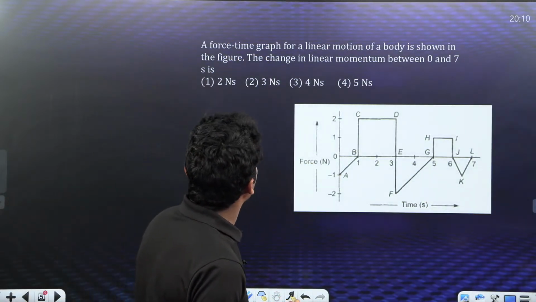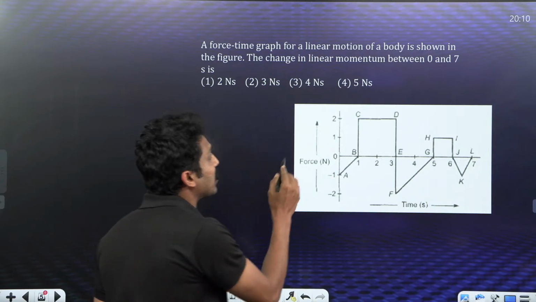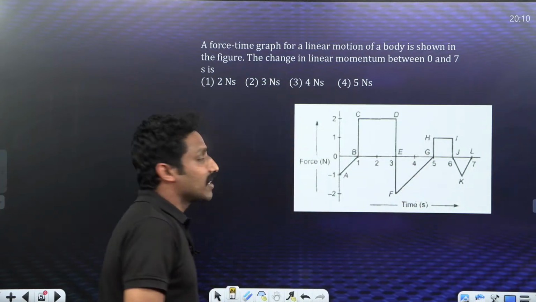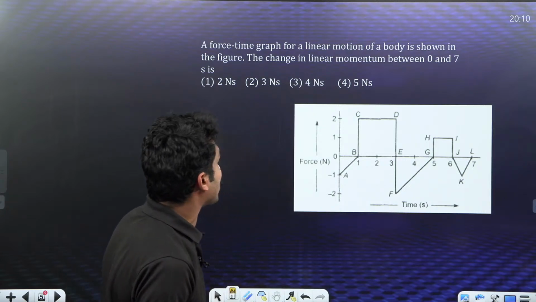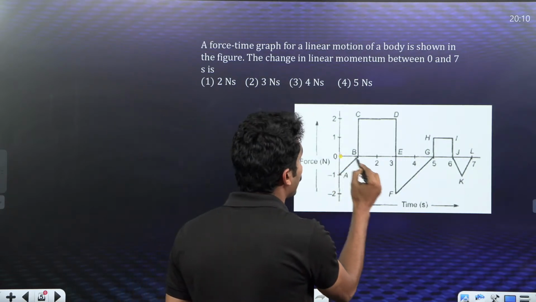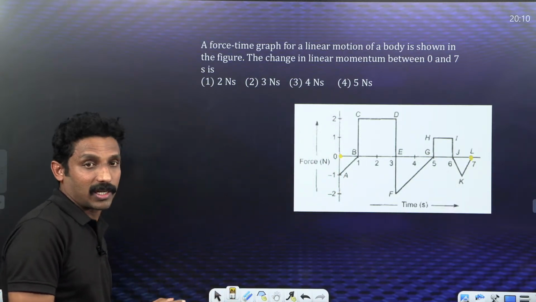A force-time graph for the linear motion of a body is shown in the figure. The graph is between force and time. The change in linear momentum between 0 and 7 seconds is asked. 0 second is here and 7 seconds is here. What is the change in linear momentum?